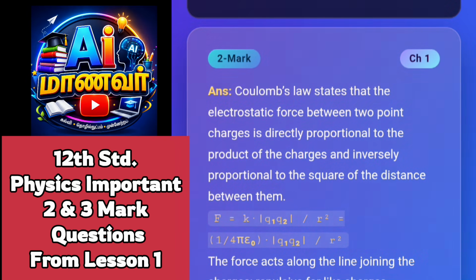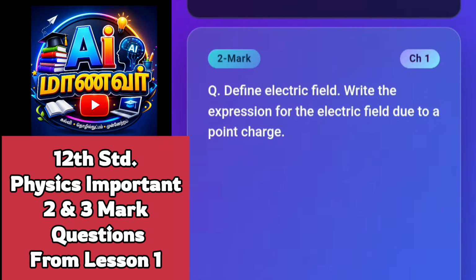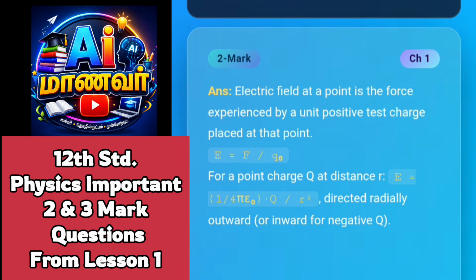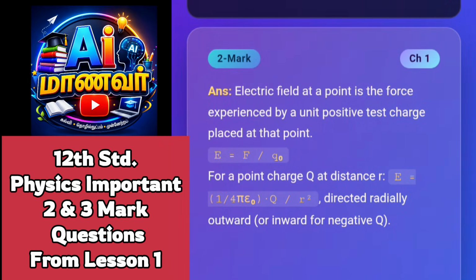அடுத்து next question. Define electric field. Write the expression for the electric field due to a point charge. Electric field at a point is the force experienced by a unit positive test charge placed at that point. Formula கொடுக்கப்பட்டிருக்கு. For a point charge q at a distance r, E is equal to 1 by 4 pi epsilon naught dot q by r square, directed radially outward, or inward for negative q.